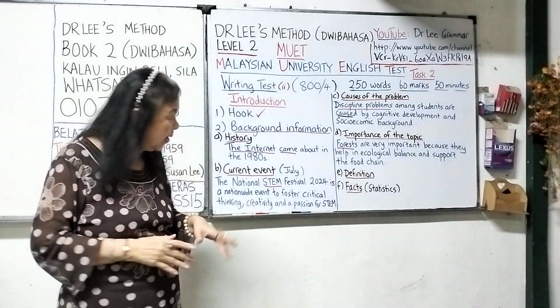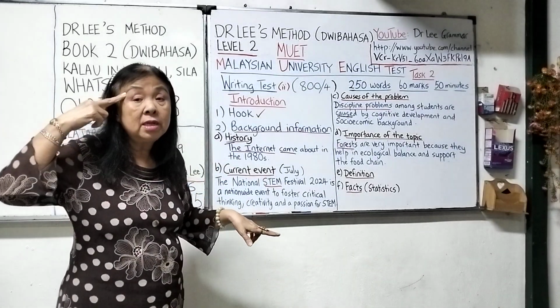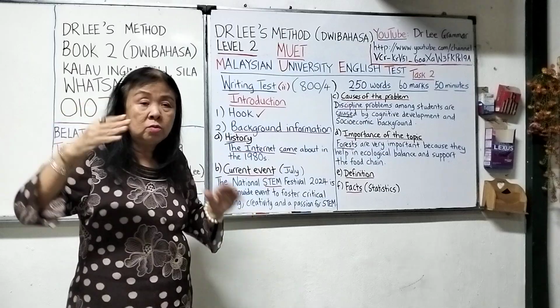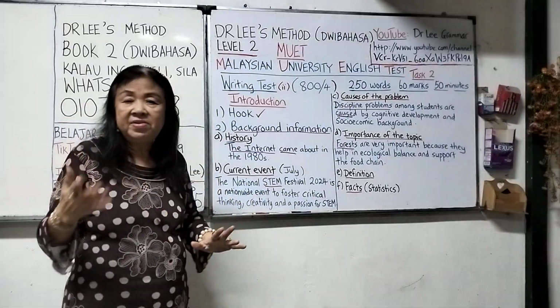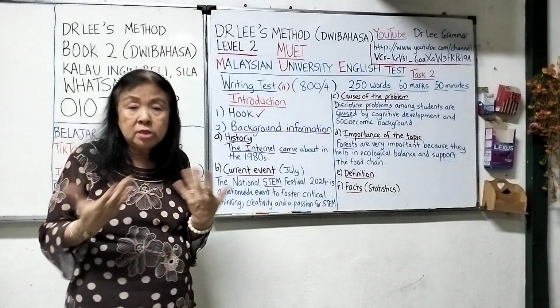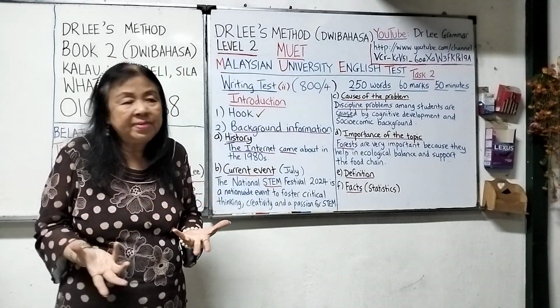Example only. Okay? So you know what critical thinking is: the ability to think of the good and the bad. That's called critical thinking. Creativity, I'm sure you know what it is. And passion. Passion is a love for something.